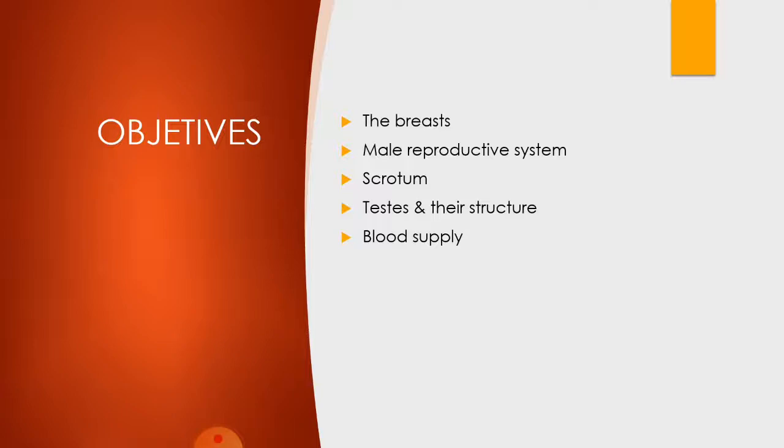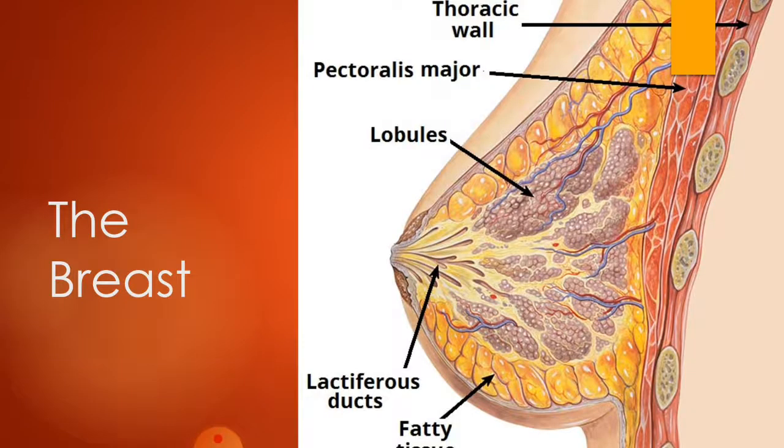The objectives of today's lecture are to cover the breast and the male reproductive system, in which we will study the scrotum, testes, and their structure, and we will also look at their blood supply. So, this image is showing the internal structure of the breast, but before that, we will start with the introduction.